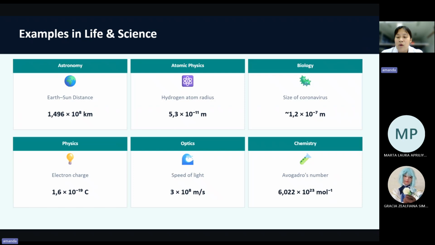Chemistry: Avogadro's number, which tells us how many particles are in 1 mole of substance, is 6.022 times 10 to the power of 23 per mole. That is a huge number. Without scientific notation, writing this number would take a very long time and would be easy to make mistakes.